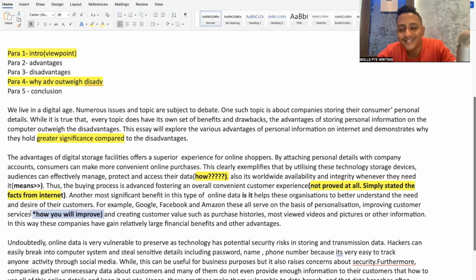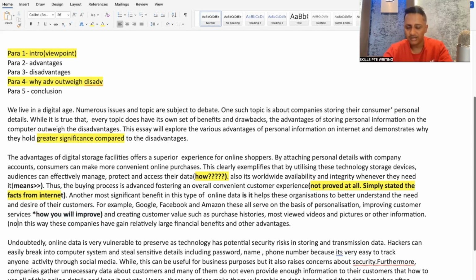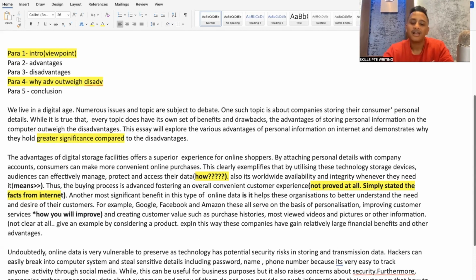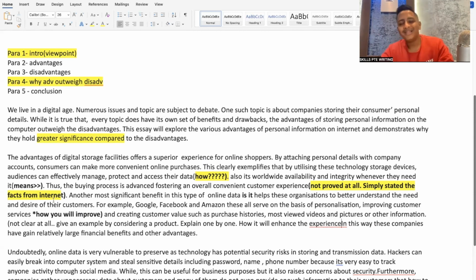How we should write, right? If you don't write how, no marks. And creating customer value such as purchase histories, most viewed videos, pictures of other information. Not clear at all. Give an example by considering a product. Explain one by one how it will enhance the experience. Not written how it will enhance the experience.